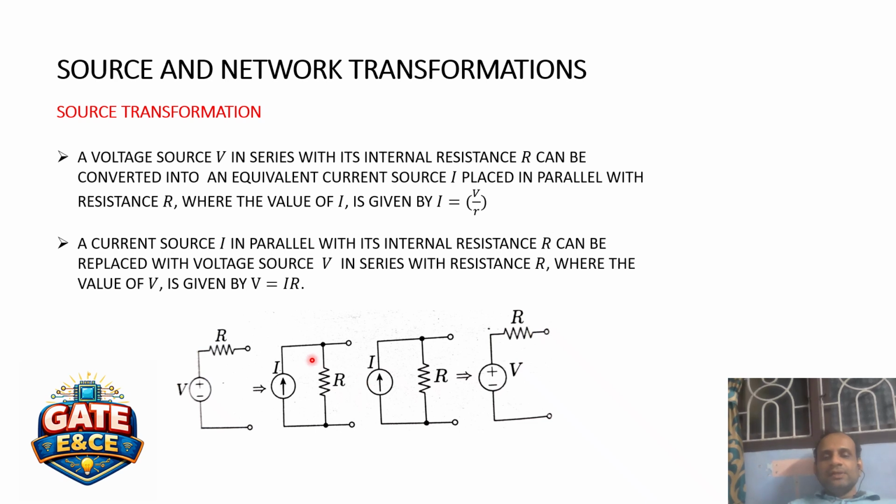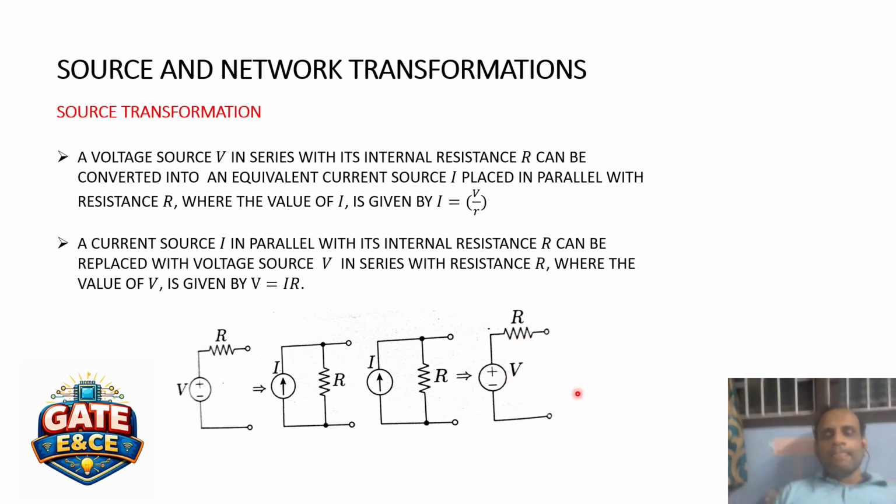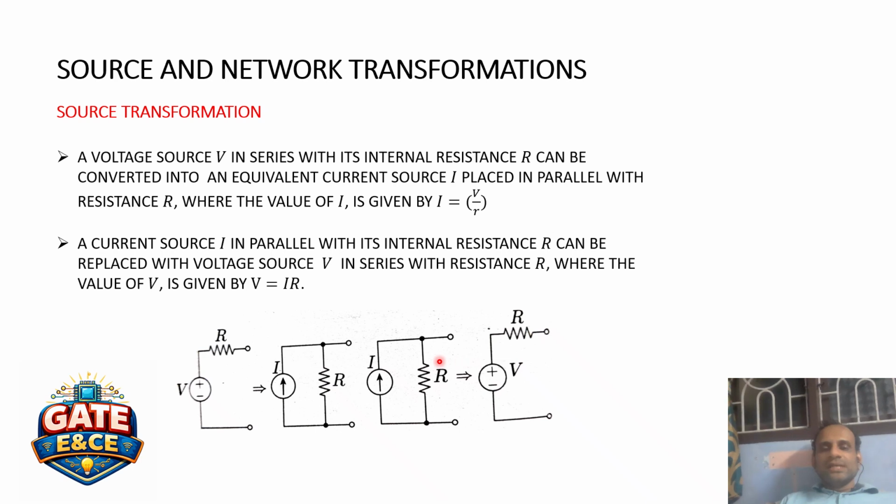Similarly, adjacent to this circuit, there is one more circuit with current source I and parallel resistance R, and another circuit with voltage V and resistance R in series with V located at the rightmost end. Source transformation relates these two circuits by the source transformation law.